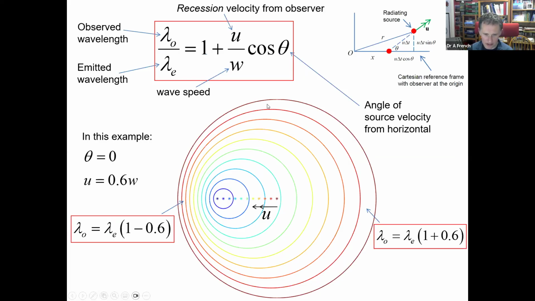So the first one, the dark red circle, is here. That's where I was at that point when the wave was created. The red one was created when I was there, etc. And the blue one, I'm right in this position.